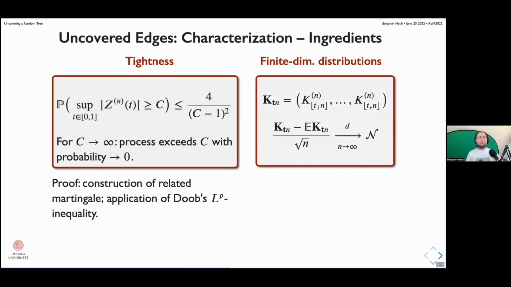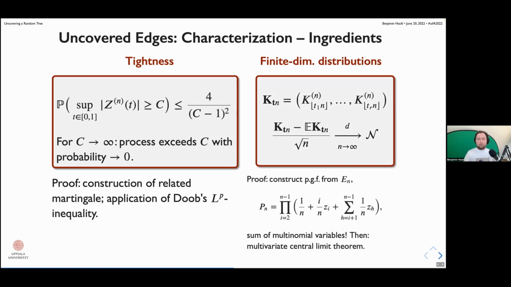the convergence of the finite dimensional distributions. So if we take a vector of these, and this is why we constructed this generating function in the beginning, where we tracked the progress of the edge uncover steps in various positions simultaneously. If we take this random vector, we can show with this generating function that we had before, if we turn it into a probability generating function, then actually you can see that this expression here can be interpreted as the probability generating function of the sum of several independent multinomial variables.